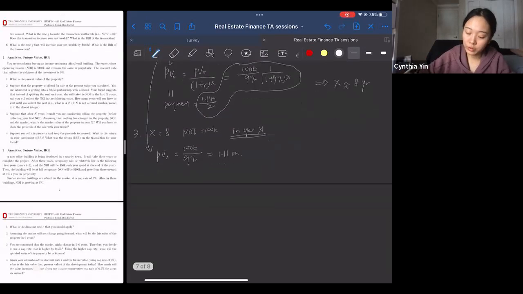Then the question is, do you need to share the proceeds of the sale with your friend? The answer is no. Why? Because intuitively, think about this. At time 0, you and your friend both pay half the price, or half the value, of the property. Why after several years would you share the profits or anything with your friend? It's not going to be the case, because you already paid the fair price and you got X using a fair valuation method. So you don't need to share.